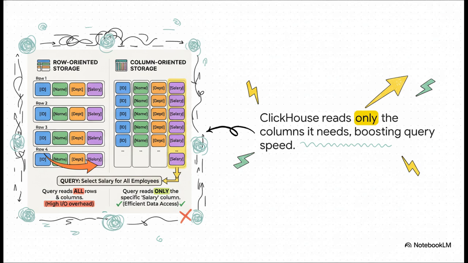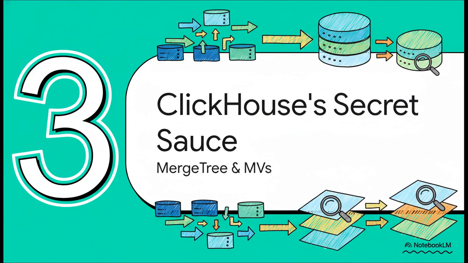But a columnar database like ClickHouse flips that on its head. It groups all the salaries together, all the names together, and so on. So when you ask for the average salary, it literally only reads the salary column. That is a massive reduction in the amount of data it has to scan, which is why it's so incredibly fast. But okay, columnar storage is just the beginning.